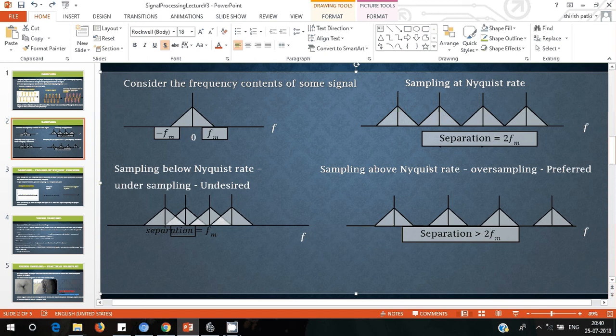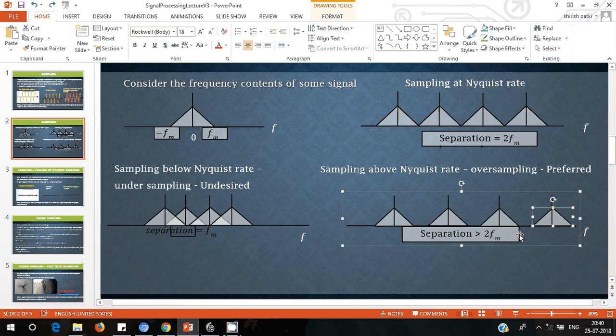Now let us consider what happens if you are sampling with a frequency higher than the Nyquist rate. In this case, you are sampling with a frequency even more than 2 FM. That is okay because the spacing between two nearby spectrum samples is even higher than 2 FM, so you can distinguish between the two successive spectrum samples. This is called oversampling, which is always preferred whenever you are sampling any signal.